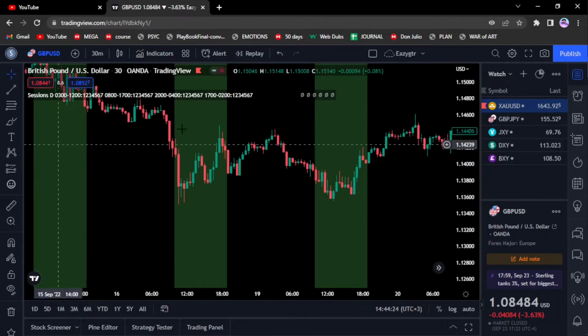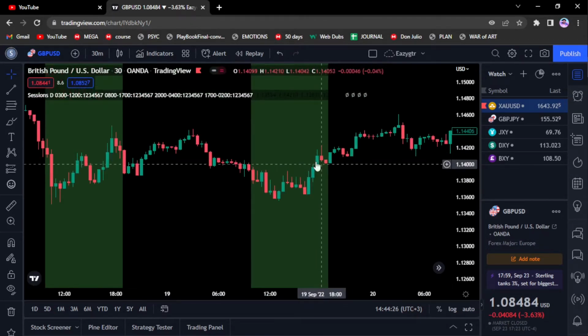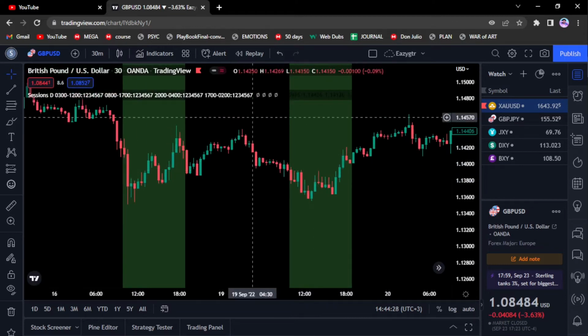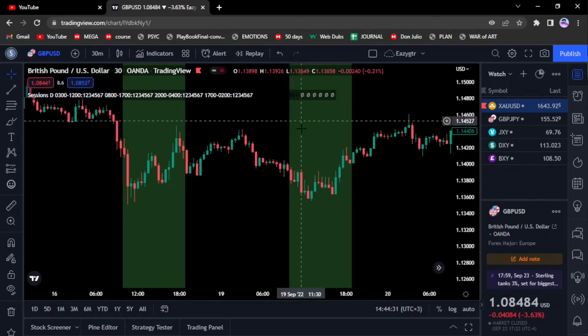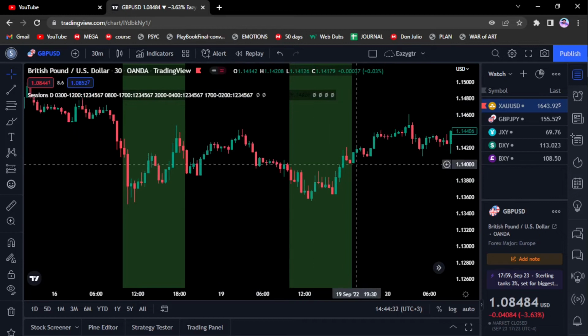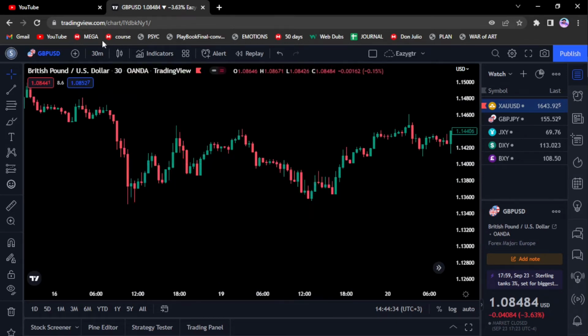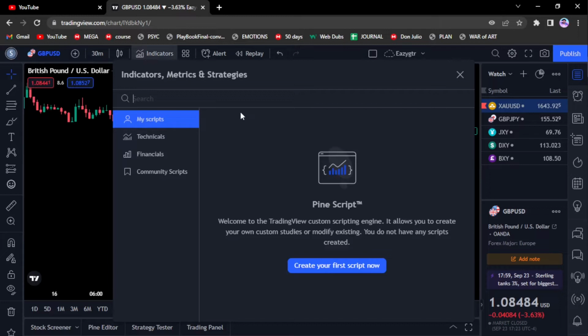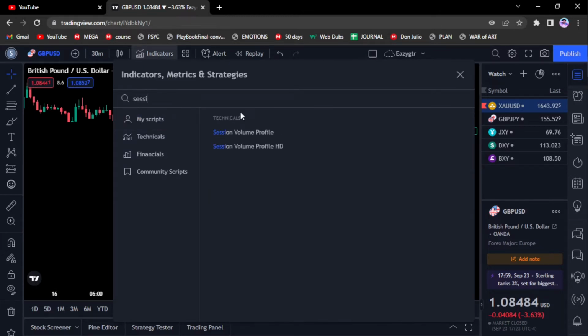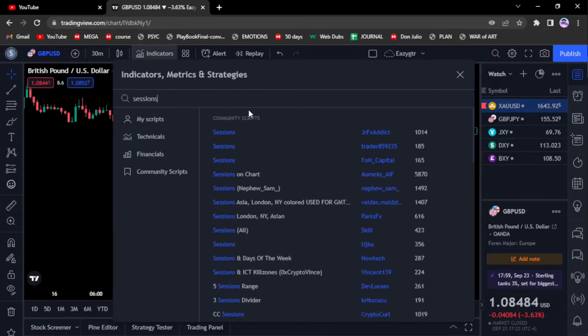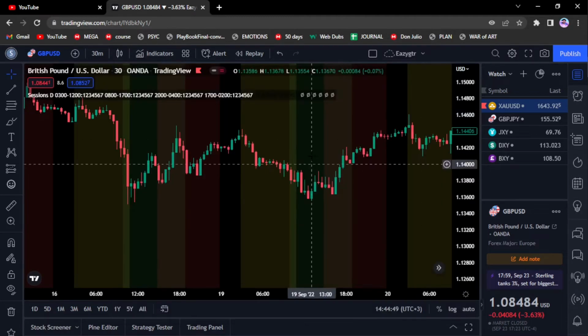Okay, so as you can see, technically it's not an indicator, it's just something to show you when London opens and when London ends. So here's how you find it. Go to the indicators tab and quickly search "sessions on charts." This one by Aurox. It will look something like this.